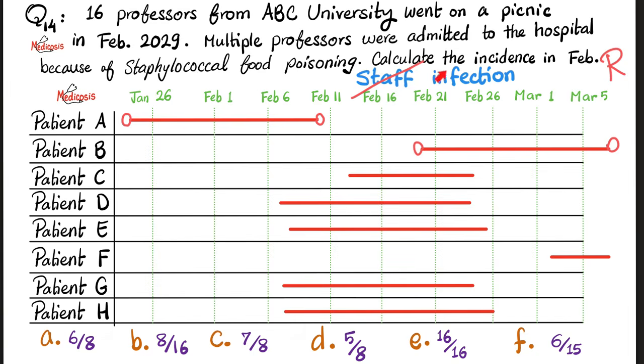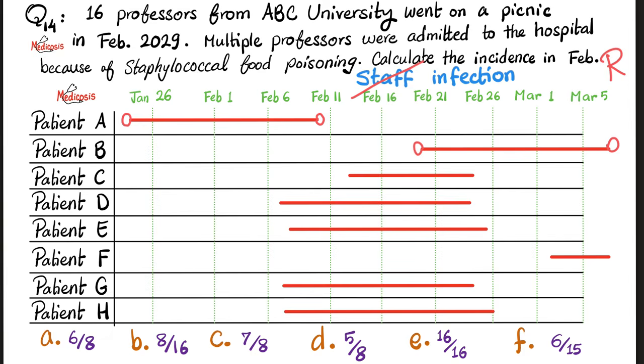What do you want? I want to calculate the incidence during the blessed month of February. Not in January, not in March, just the incidence in February. Is it going to be A, B, C, D, E, or F? Please pause the video and let me know your answer in the comments.